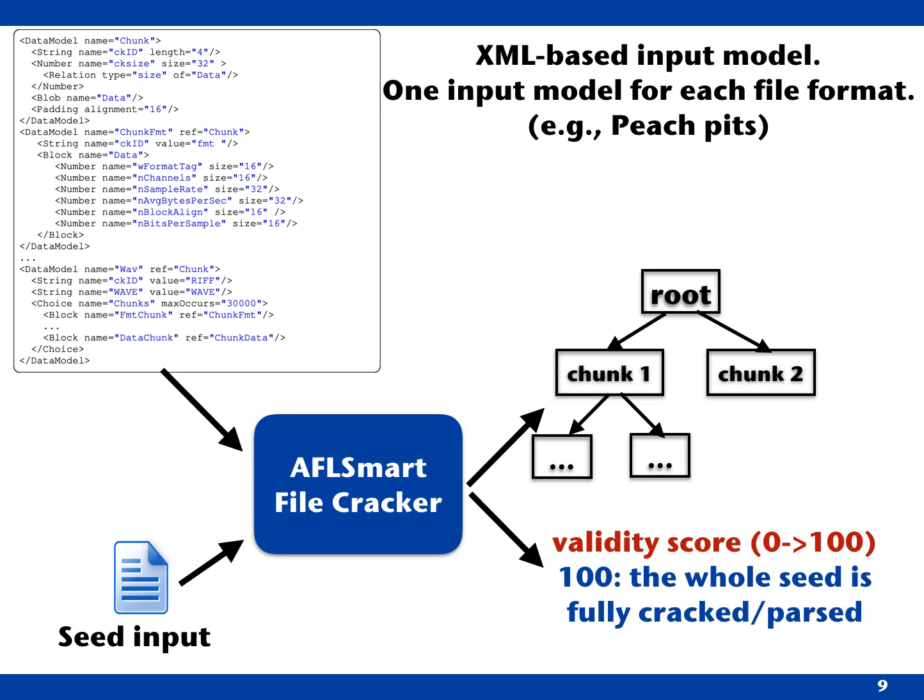Based on this data structure, we design a new component for Greybox fuzzing. We call it FileCracker. This component takes a seed input along with an input model which is written in XML-based format, and it will transform the input to a tree-based representation. Moreover, this component can also output the validity score of the input, which is used to improve the selection algorithm of the fuzzing process. Specifically, more valid inputs should be selected more frequently.